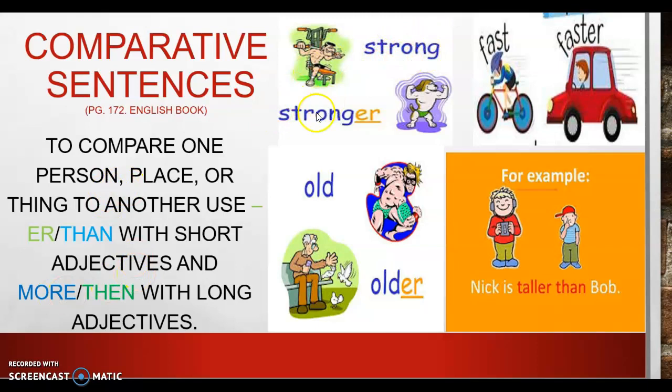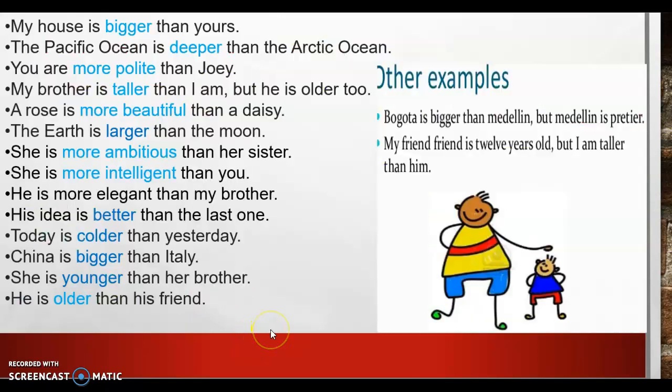This one is strong, stronger. So this man right here is strong, but he is stronger. Okay, old and older. So we are comparing old, older, fast and faster. So this girl right here is faster because she got a car, and this man is fast, but she's faster. Okay, for example, we have more examples right here. Nick is taller than Bob. So maybe you can see Nick is taller than Bob. Okay, so let's see more examples.